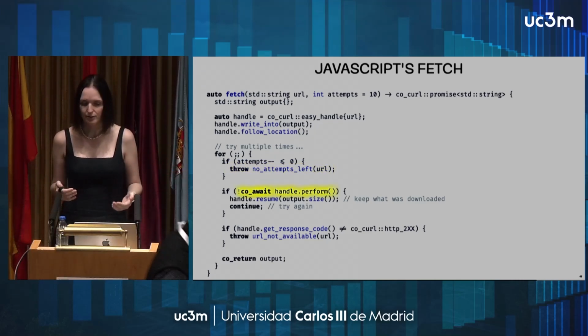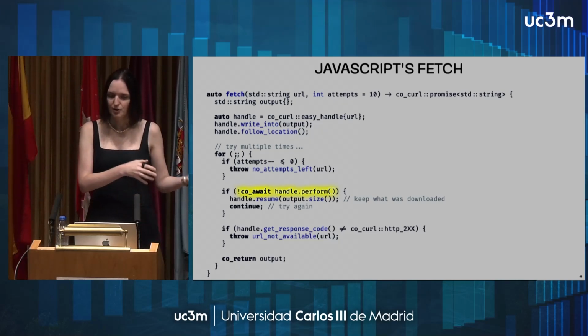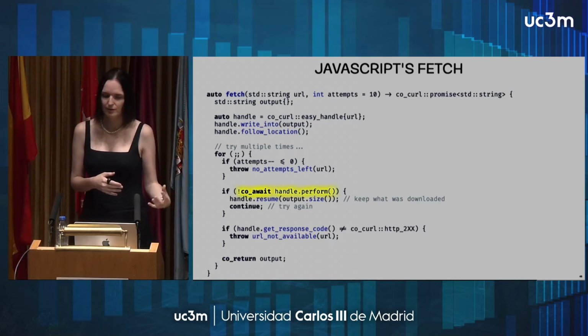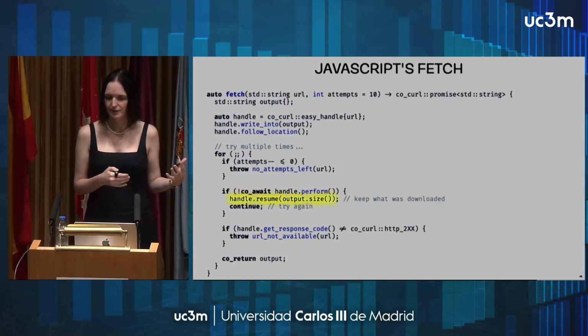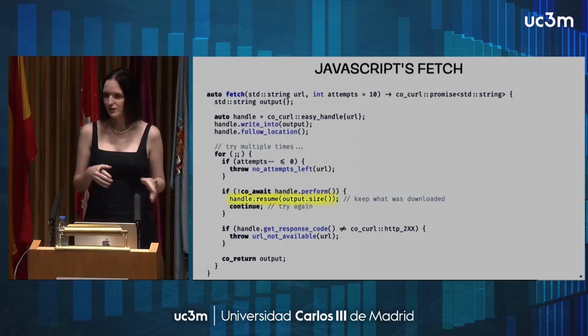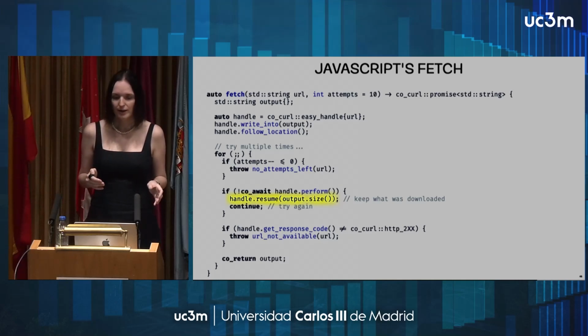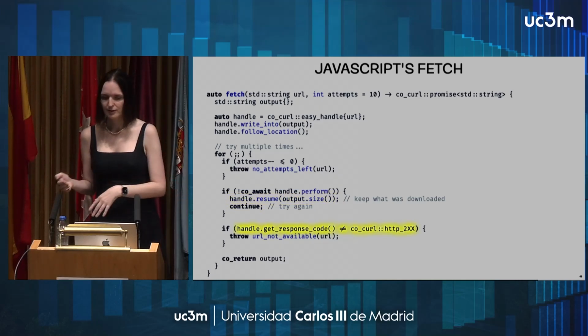And then you co-await on the perform, which will give you the lazy perform awaitable, which will associate this coroutine with the easy handle. And when there was an error, you need to resume with size, so you can actually resume the download in the middle and continue. Otherwise, if you were successful, you need to check the result code.